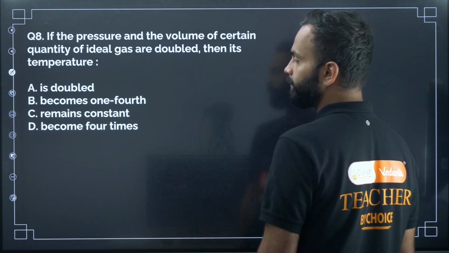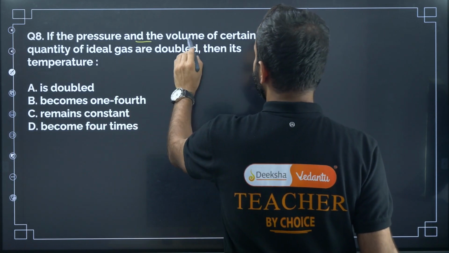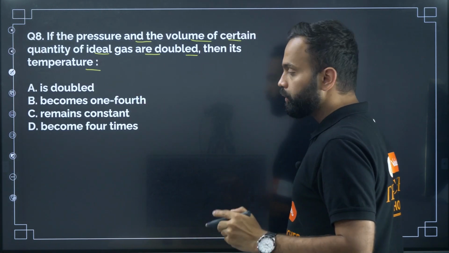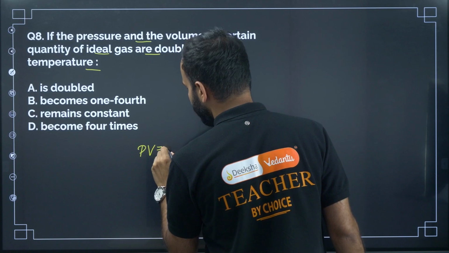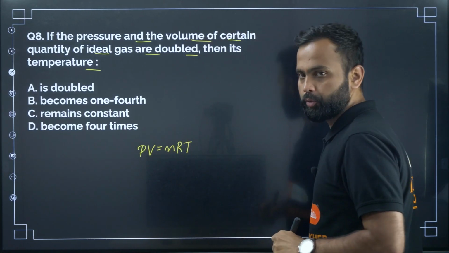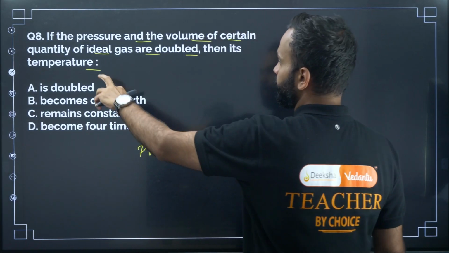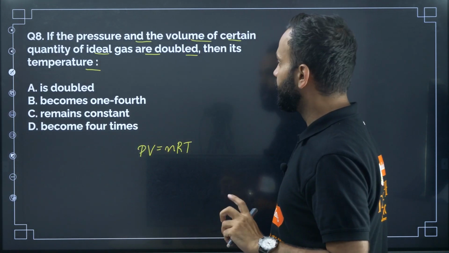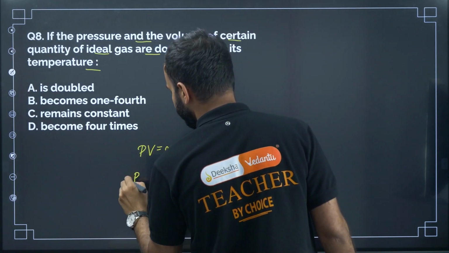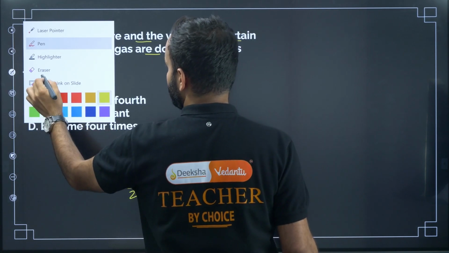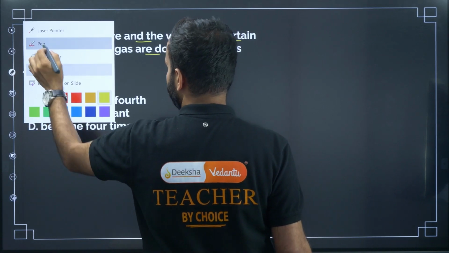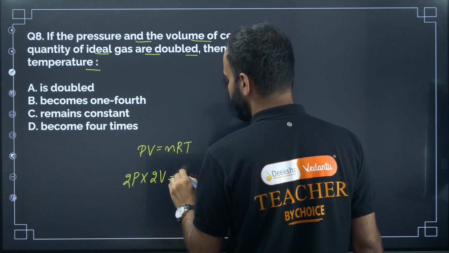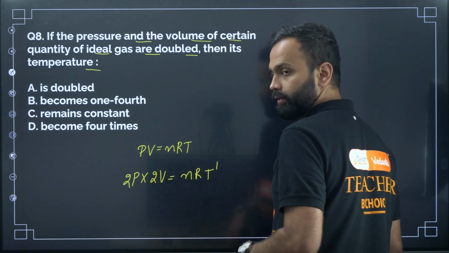Next question, question number 8. If the pressure and the volume of a certain quantity of ideal gas are doubled, then its temperature. We know the ideal gas equation, PV equal to nRT, n is the number of moles. So now here pressure and volume of the certain quantity of ideal gas are doubled. So pressure is doubled, sorry, not halved, doubled. So 2P into volume is also doubled, 2V, which is equal to nRT dash.